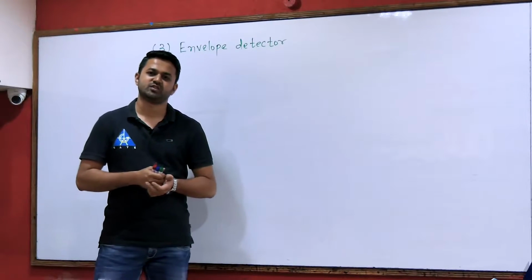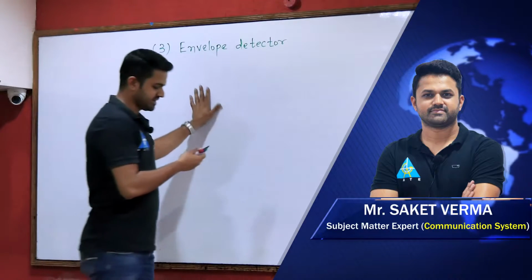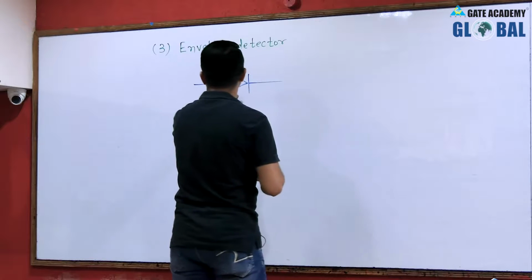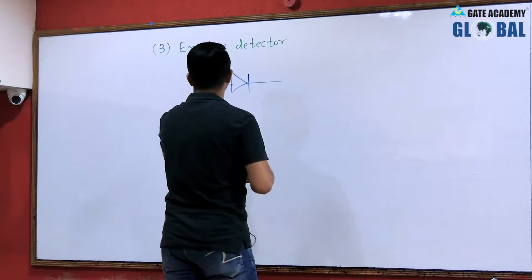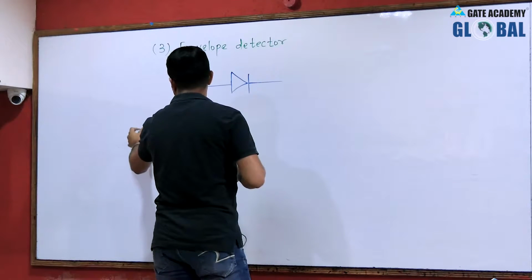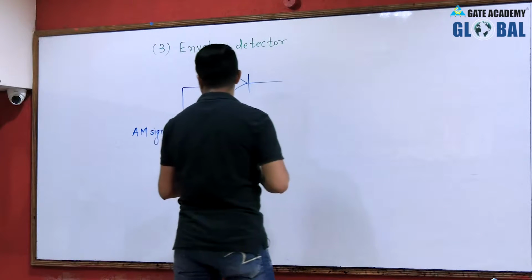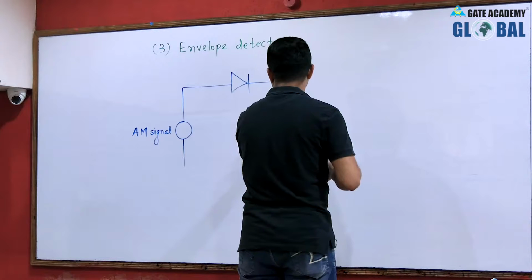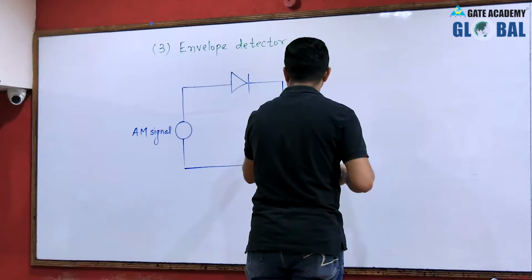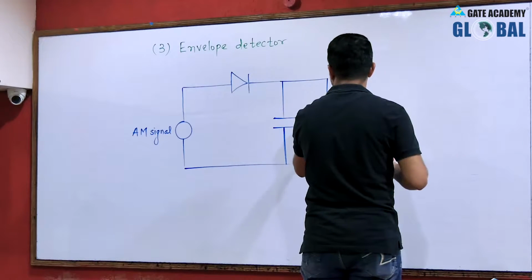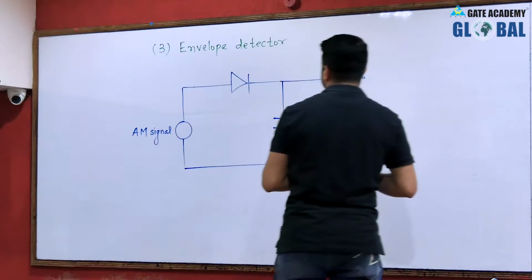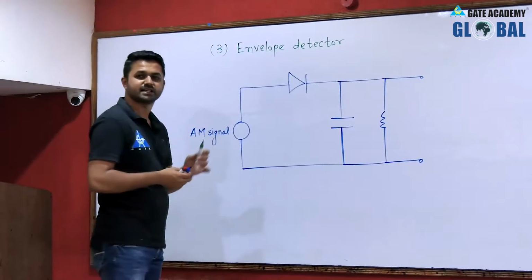Next method for demodulation of AM is the envelope detector. In case of the envelope detector, again we have one diode, and at the input of this diode we have the AM signal. So, this is the circuit diagram for an envelope detector.